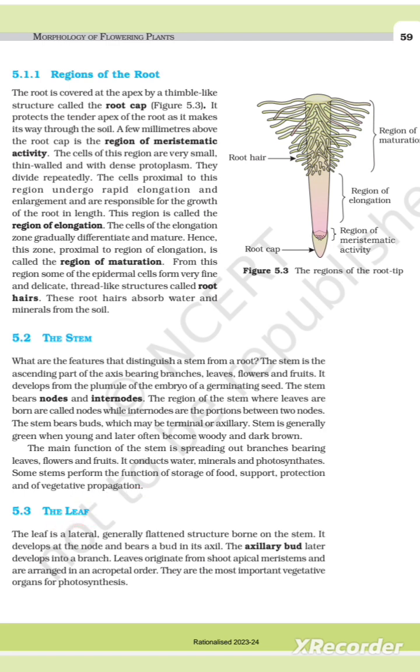5.3 The leaf. The leaf is a lateral, generally flattened structure borne on the stem. It develops at the node and bears a bud in its axil. The axillary bud later develops into a branch. Leaves originate from the shoot apical meristem and are arranged in an acropetal order. They are the most important vegetative organs for photosynthesis.